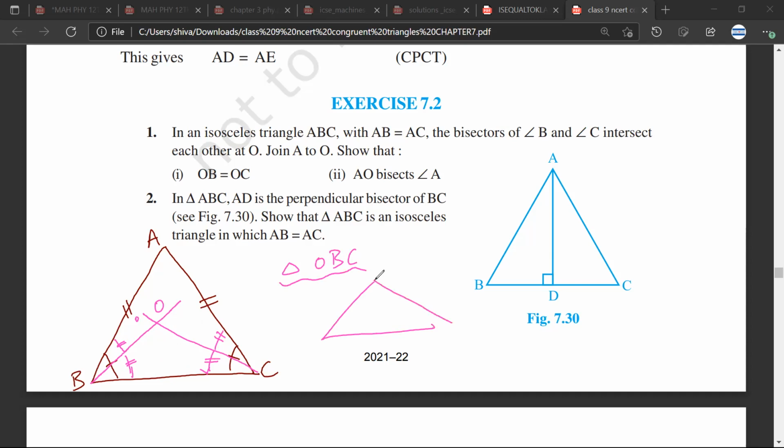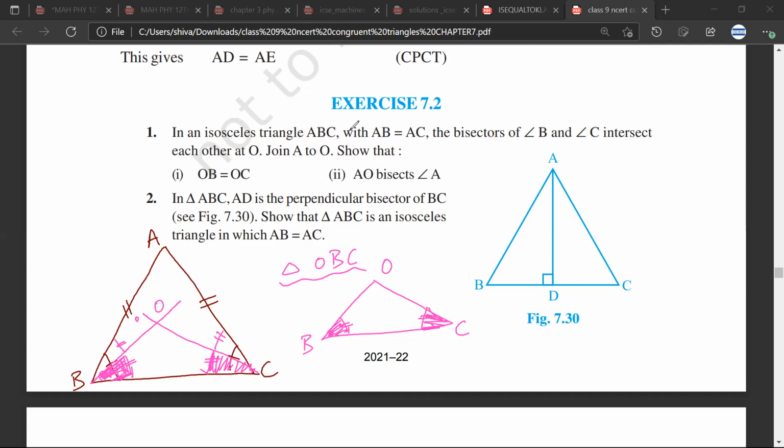OBC looks something like this. We have already proved that this angle is equal to this angle. Sarthak, can you see this? Yes, sir. This is O, this is B, this is C. We have proved that this angle is equal to this angle. Can you see this?